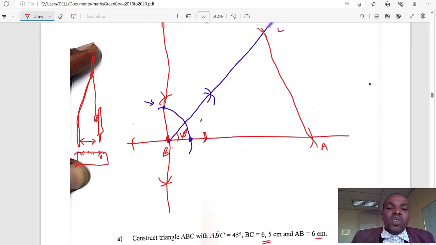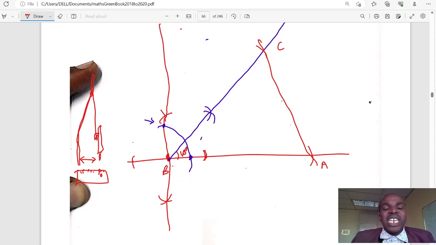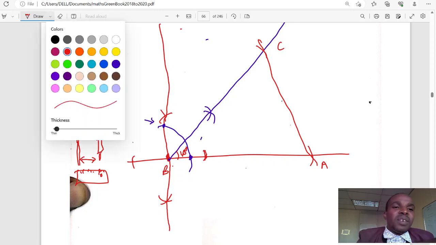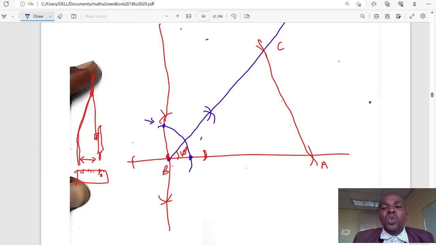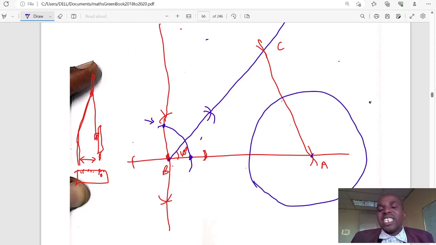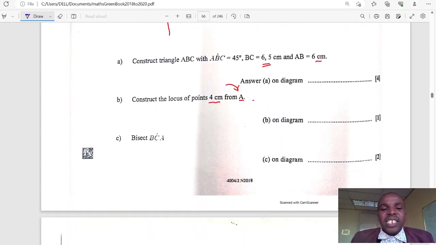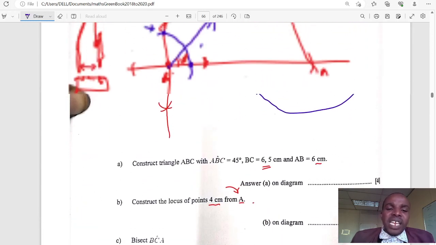So you go to A, you open your compass, you measure your radius 4 centimeters on your ruler, right? Then after measuring 4 centimeters on your ruler, what do you do? You go at point A, then you draw a circle, like this. So the radius distance here must be exactly 4 centimeters.